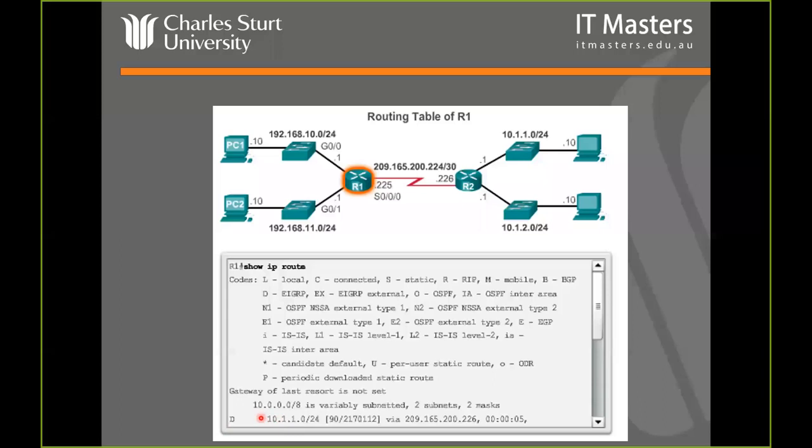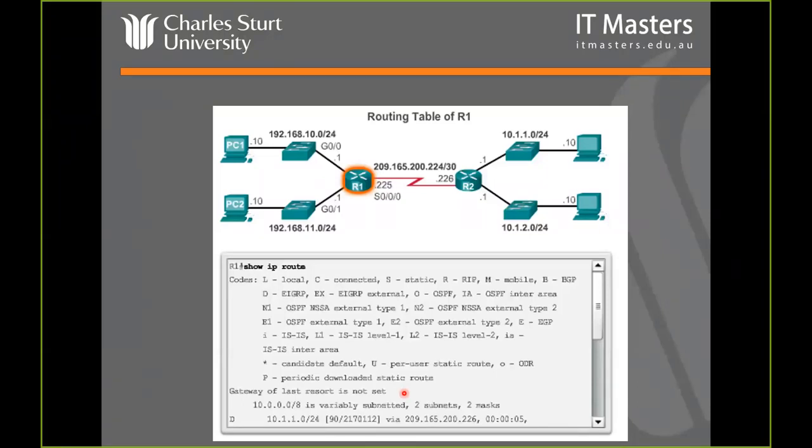A couple of key things that I want to draw your attention to. One is this statement here, which says gateway of last resort is not set. So that basically means that there's no default route set. The gateway of last resort is a default route. So the route that you put in, if statically, you would type in IP route 0.0.0.0 0.0.0.0 next hop address.